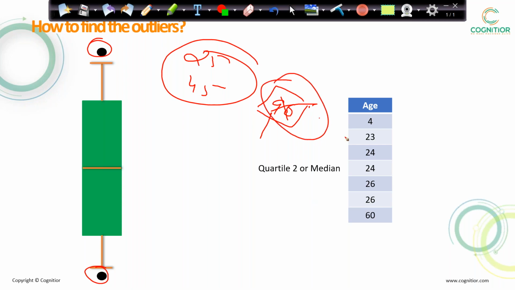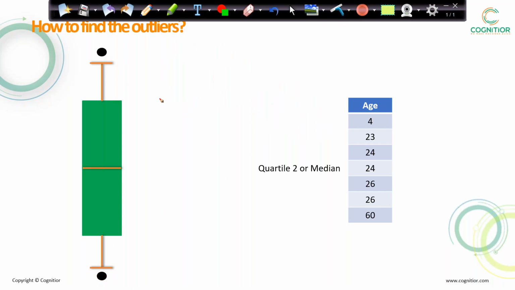So these are my outliers, right? And I can remove them because they are very rare in number. So these are nothing but my outliers. There is a formula for outlier. It's an industry standard formula which can be changed as per the requirement.